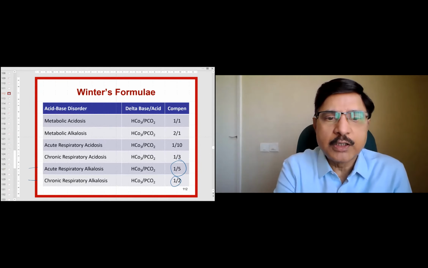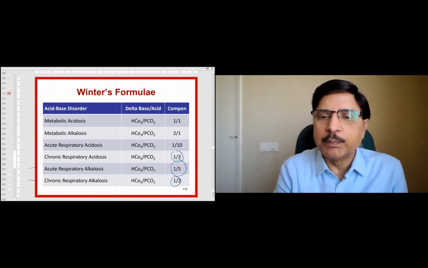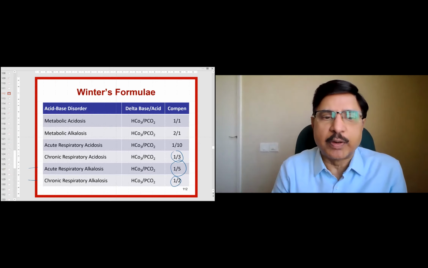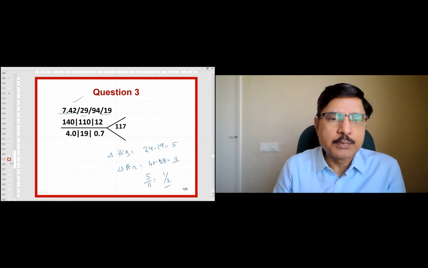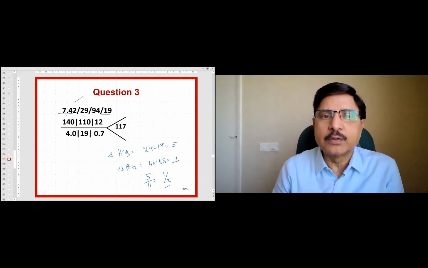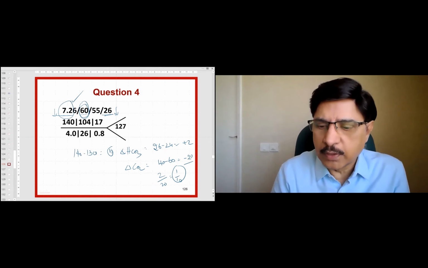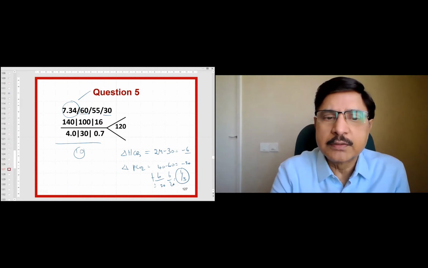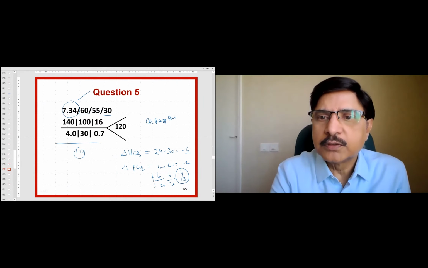Chronic respiratory acidosis. If it is 3.2 or 3.1, you approximate it to the nearest one. It is nearing 1 by 3 or something like that, so it is chronic respiratory acidosis. The answer in this case is not the other one; this one is chronic respiratory acidosis.